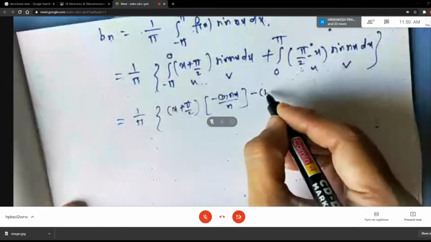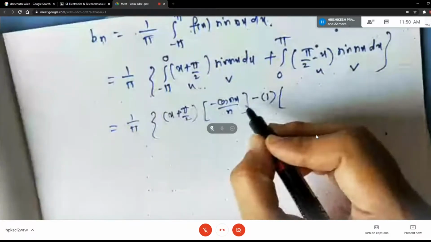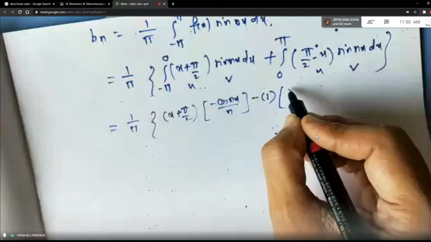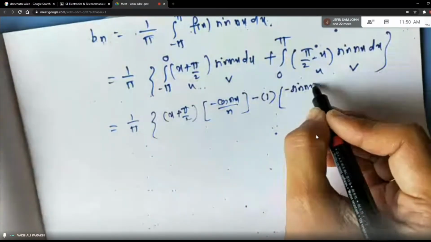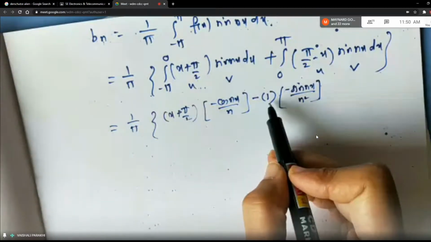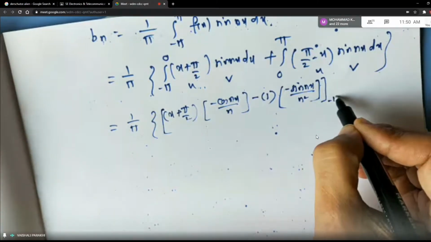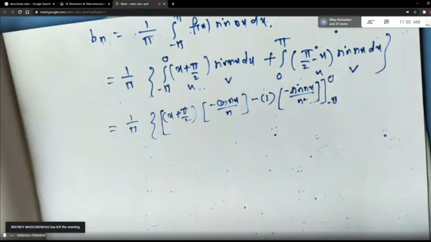Derivative of x is 1, derivative of pi by 2 will be 0 because pi by 2 is a constant. Integral of minus cos is sine, but the minus sign will carry forward upon n square. Stop the expansion because of this 1, derivative of 1 will be 0. Put the big bracket here and the limits are from minus pi to 0.